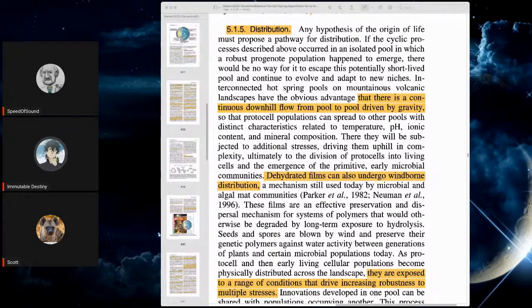These films are an effective preservation and dispersal mechanism for systems of polymers that would otherwise be degraded by long-term exposure to hydrolysis. Seeds and spores are blown by wind and preserve their genetic polymers against water activity between generations of plants and certain microbial populations today.